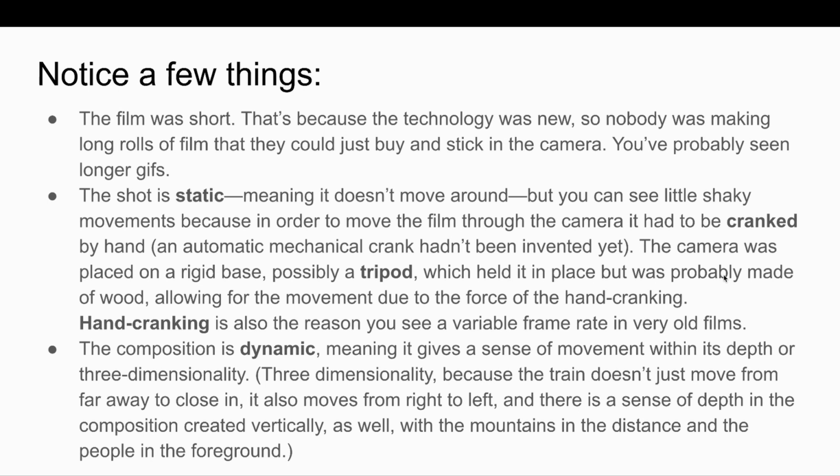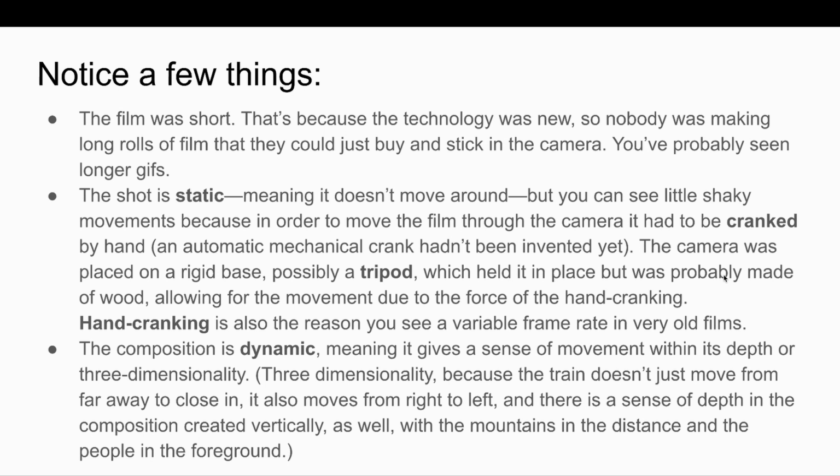An automatic mechanical crank just hadn't been invented yet. The camera was placed on a rigid base, possibly a tripod, which held it in place, but was probably made of wood, allowing for a little bit of flexibility and movement due to the force of the hand cranking. Hand cranking is also the reason you see a variable frame rate in very old films. People don't appear to be moving or walking at a consistent rate, and that's because there's that human element of turning the crank, and that was a skill that people had to acquire.